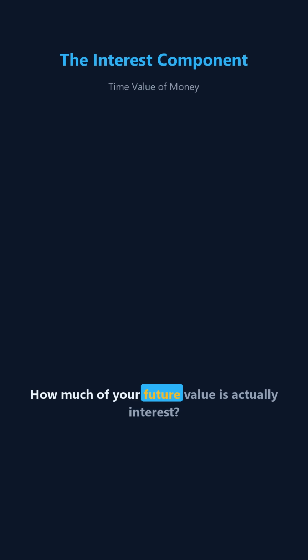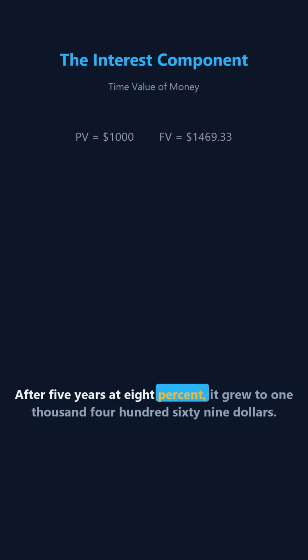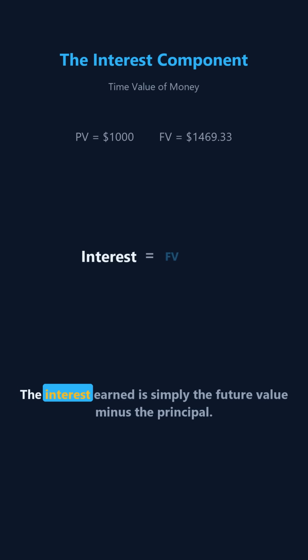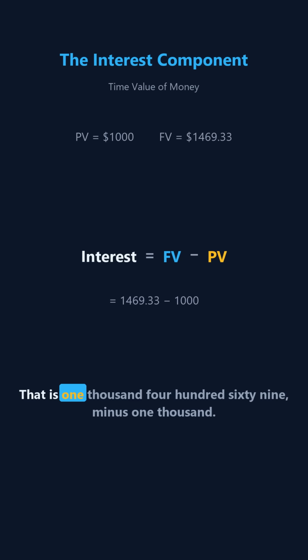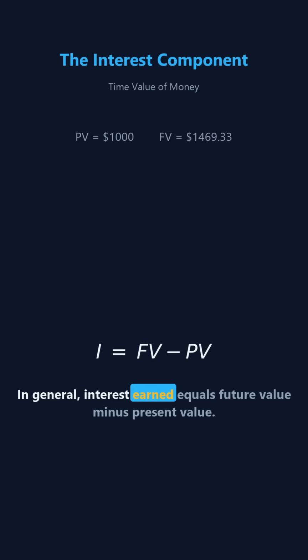How much of your future value is actually interest? We started with $1,000. After 5 years at 8%, it grew to $1,469. The interest earned is simply the future value minus the principal. That is $1,469 minus $1,000. So the interest component is $469.33. In general, interest earned equals future value minus present value.